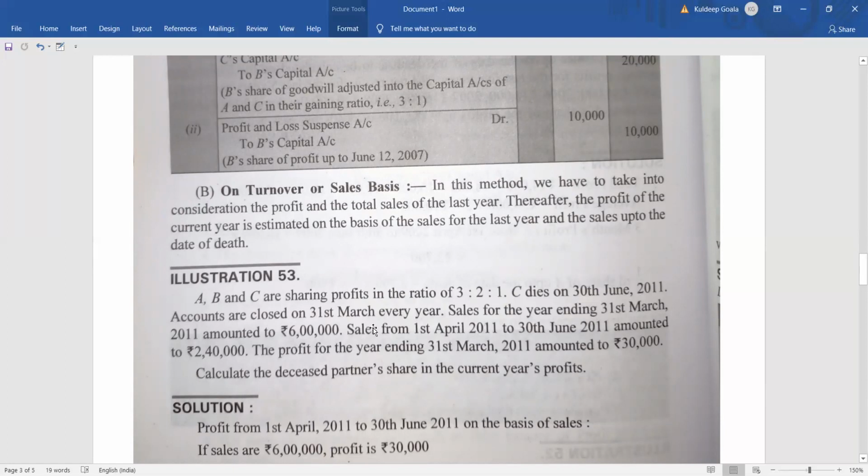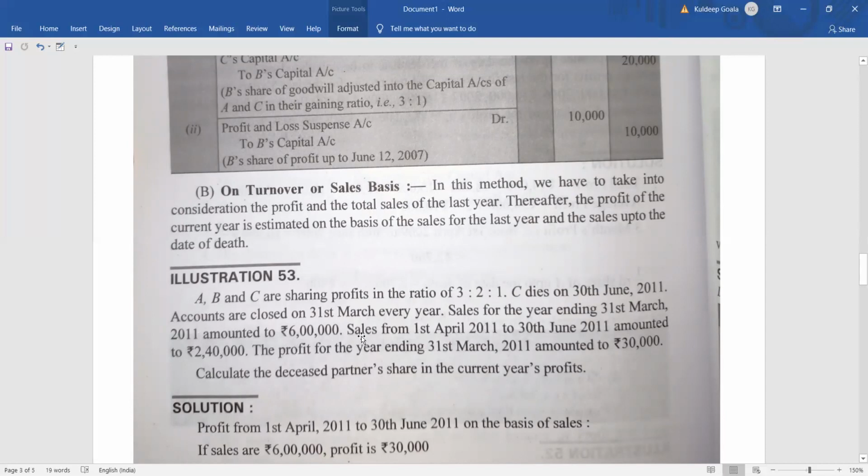It is April, May, June. So we are getting 3 months, right? 3 months C was alive. And then what is given there? Sales for the year ended 31st March 2011 amounted to 6 lakh. That means last year's sale was 6 lakh.